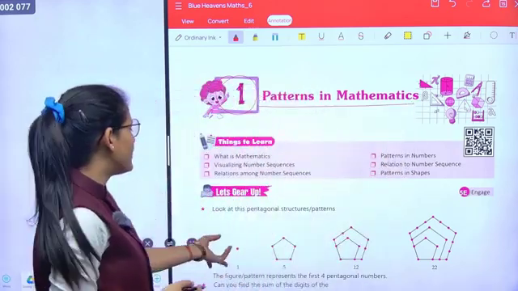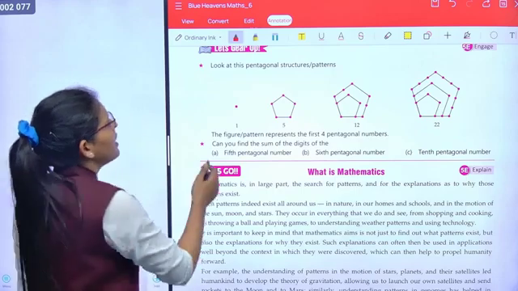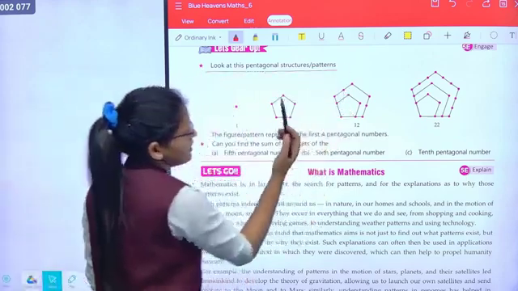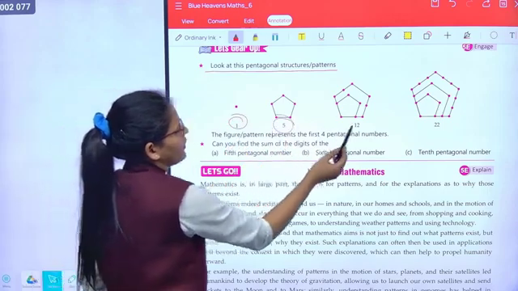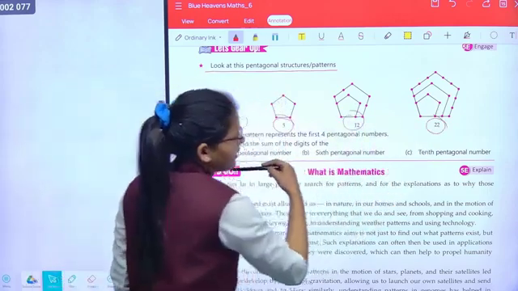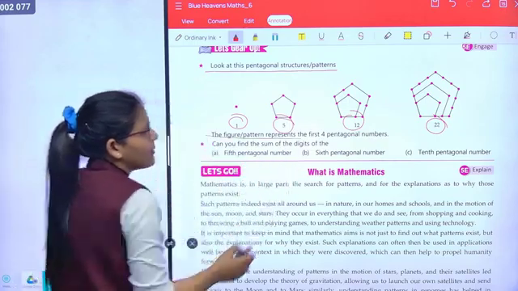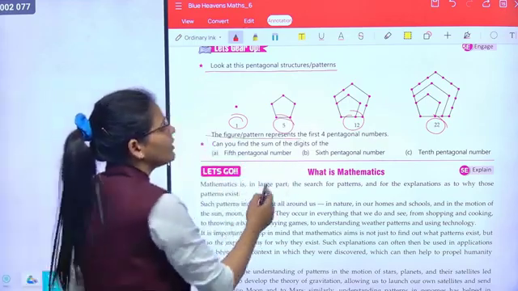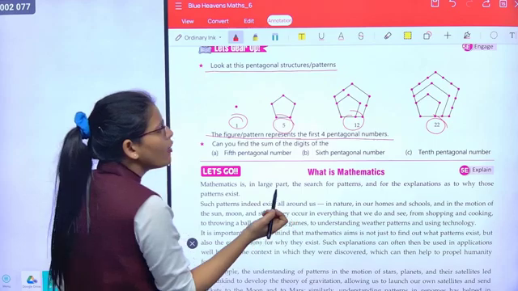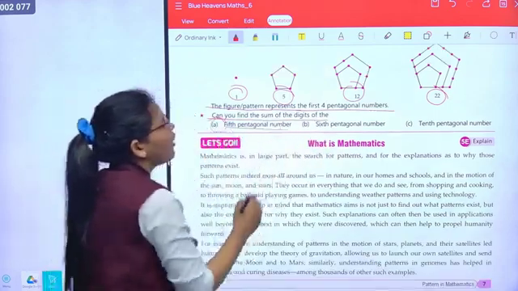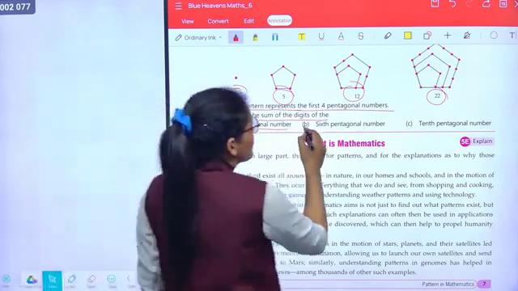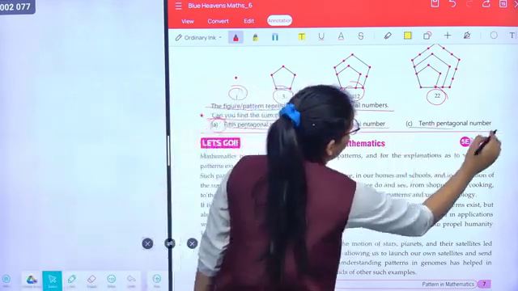Patterns in mathematics. Now class, let's start the chapter. Look at these pentagonal structures or patterns. Class, see 1, 5, 12, 22. The figure pattern represents the first four pentagonal numbers. Can you find the sum of digits of the fifth pentagonal number, sixth number, 10th number?